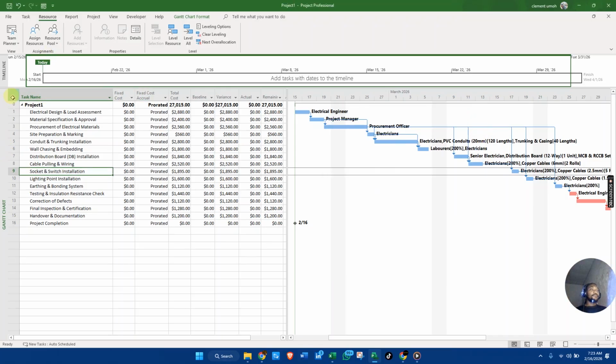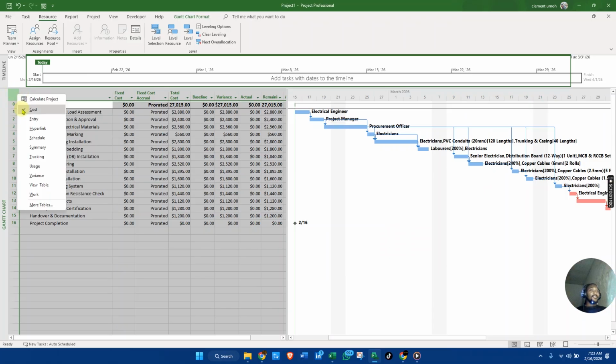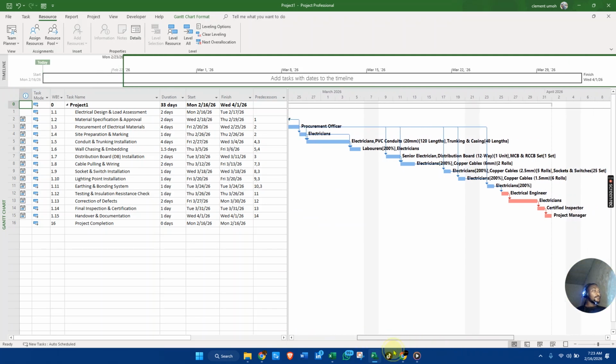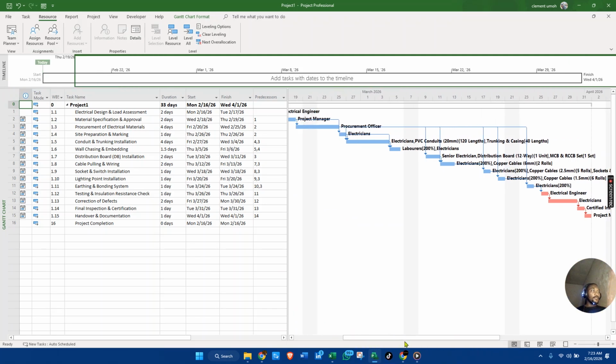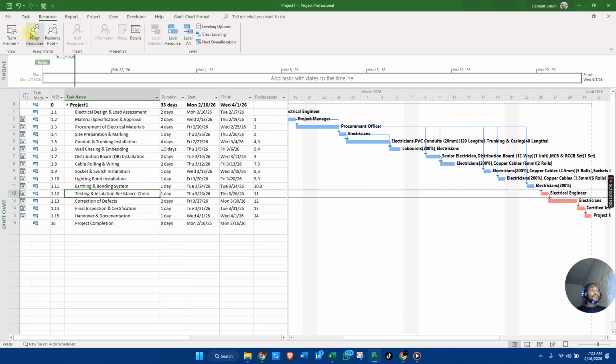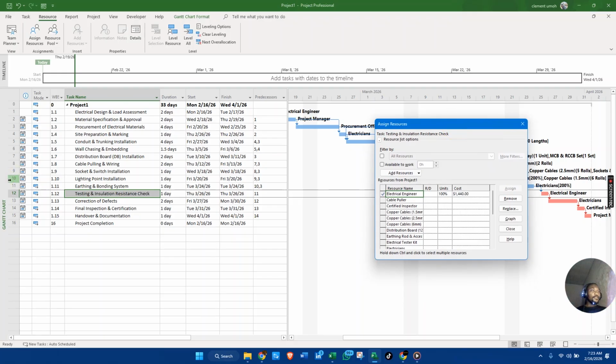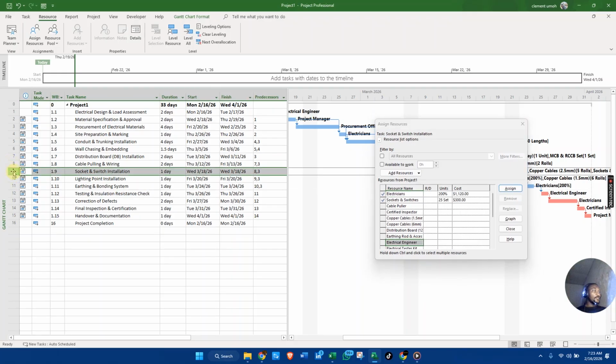So I'm assigning from this place. Basically, you can assign from anywhere, but this is where I'm supposed to assign from. So our contract is making sense, right? So we assigned. Last thing we did was our socket and switch installation. So we have our electrician on that project. Now we have socket and switches on that project as well.